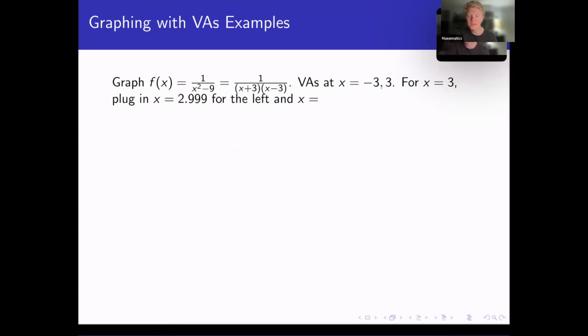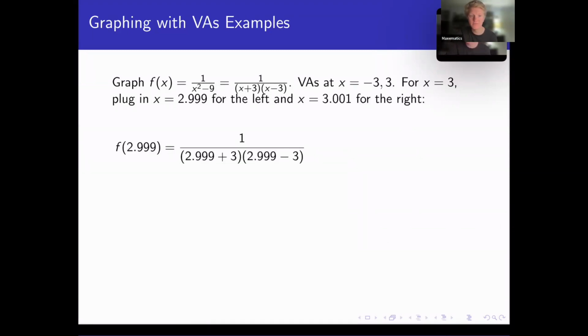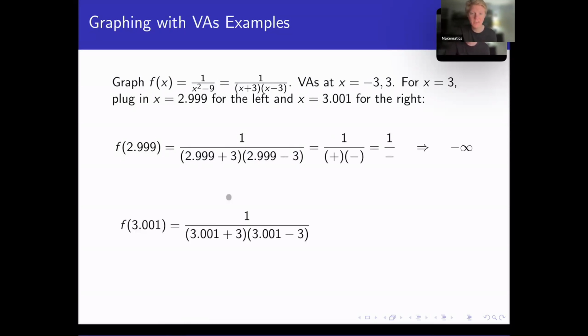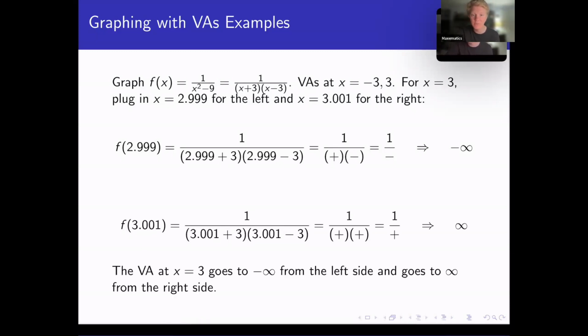Okay, well, we've got to repeat the same process for the second vertical asymptote. So let's do 2.999 for the left and 3.001 for the right. 2.999. All right. This one, positive. This one, negative. Positive times a negative is a negative. Whole thing, negative infinity. 3.001. Okay, this is positive. This is positive. Positive times a positive is a positive. So in total, we get positive infinity.